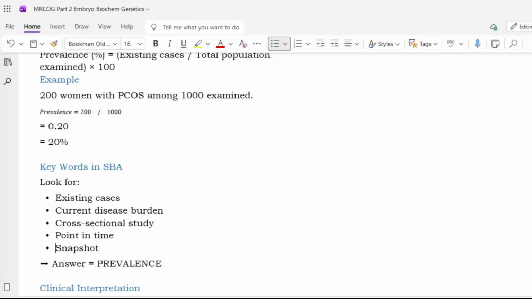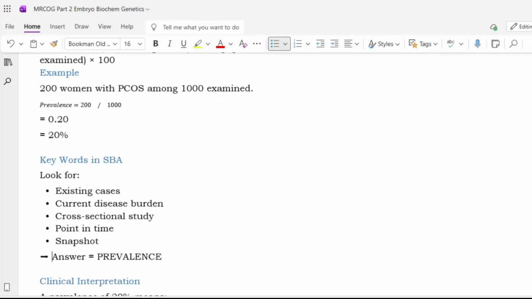That is, if the question is talking about or asking about the existing cases, that means we are dealing with the prevalence or current disease burden or cross-sectional study. Remember, cross-sectional study will give you the prevalence, and it will never give you the incidence. Then point in time, snapshot, that means we are talking about the prevalence over here.